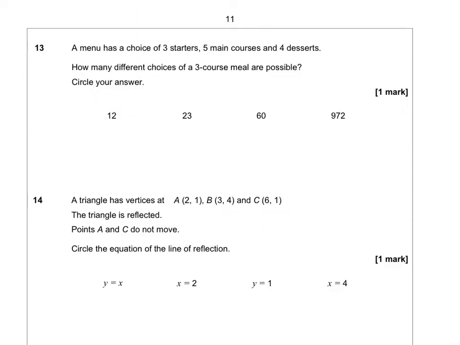Question 13. A menu has a choice of 3 starters, 5 main courses and 4 desserts. How many different choices of a 3-course meal are possible? So for each one of the 3 starters, there are 5 main courses possible, and for each of those 5 main courses, if we just pick one of them, for example, there are 1, 2, 3, 4 desserts possible, so that's 3 multiplied by 5 multiplied by 4, which is 60 possible combinations.